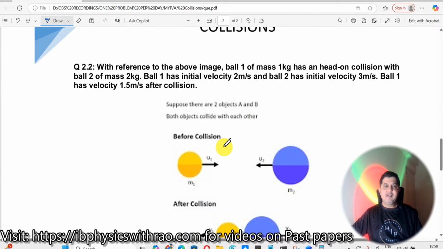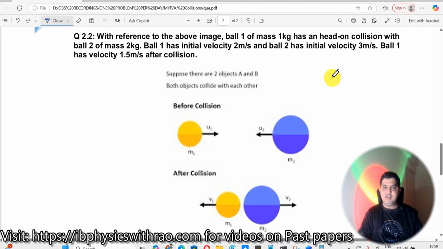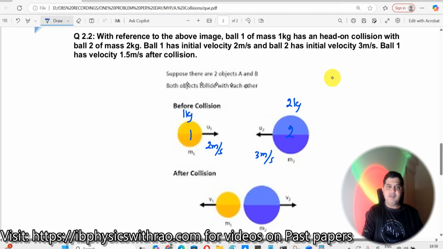Next question. With reference to the above, ball 1 has a mass of 1 kg and has a head-on collision with ball 2 of mass 2 kg. Ball 1 has an initial velocity of 2 meter per second, and ball 2 has 3 meter per second. Ball 1 has a velocity of 1.5 meter per second after collision.